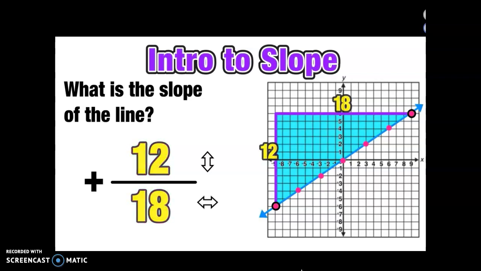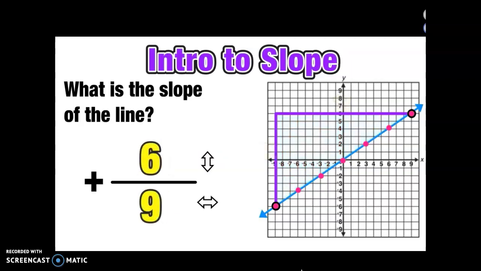However, 12 over 18 can be simplified. We divide those both by 2, we get 6 over 9. That means that if I start from the same point and this time rise 6 units and then run to the right 9 units, I'll still end up on the line. It's a different point.